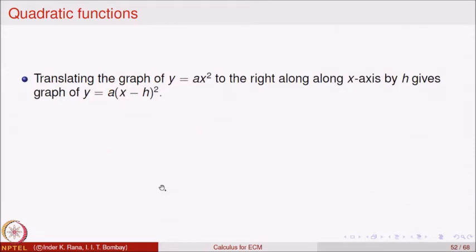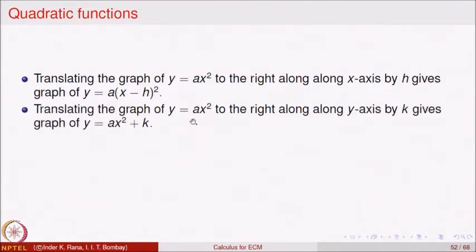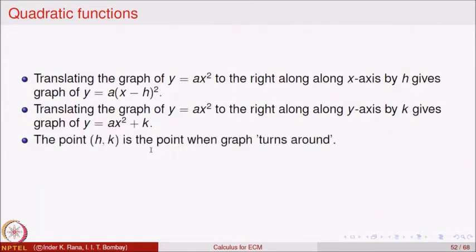So, intuitively, translating along the x axis by h units and by k units along the y axis, first along the x axis h units, so that will transform into this, and k units along the y axis will transform into that equation. So, that gives you essentially the origin has been shifted, the origin has been translated to the point (h, k).